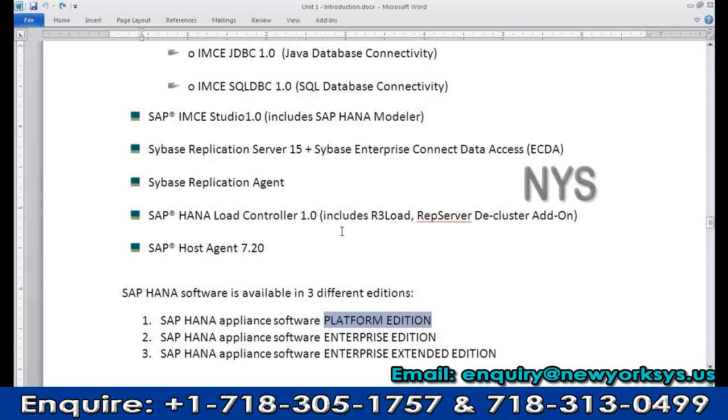BODS 4.0 and above is the only one that is suitable to be used with HANA. The simple reason being, any version less than 4.0 did not support real-time replication. Okay. So these are the three software editions available.